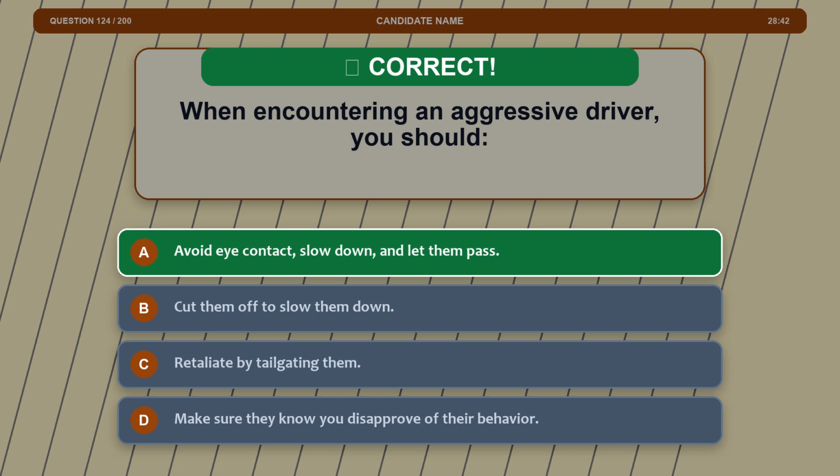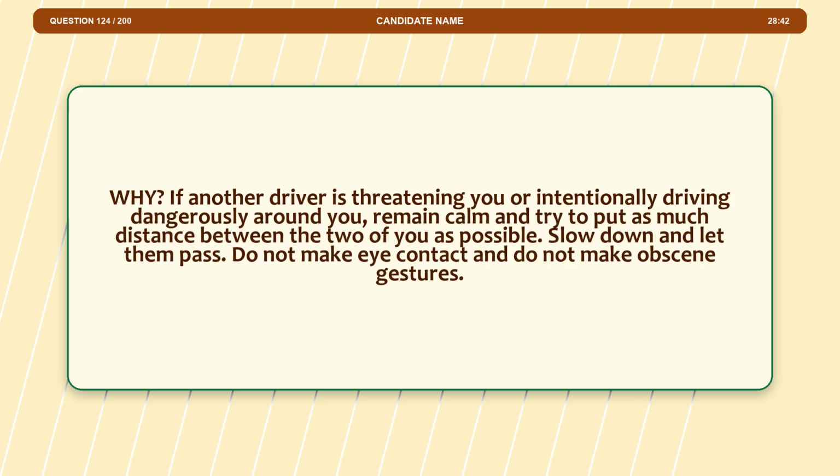The correct answer is option A. Avoid eye contact, slow down, and let them pass. Explanation. If another driver is threatening you or intentionally driving dangerously around you, remain calm and try to put as much distance between the two of you as possible. Slow down and let them pass. Do not make eye contact and do not make obscene gestures.